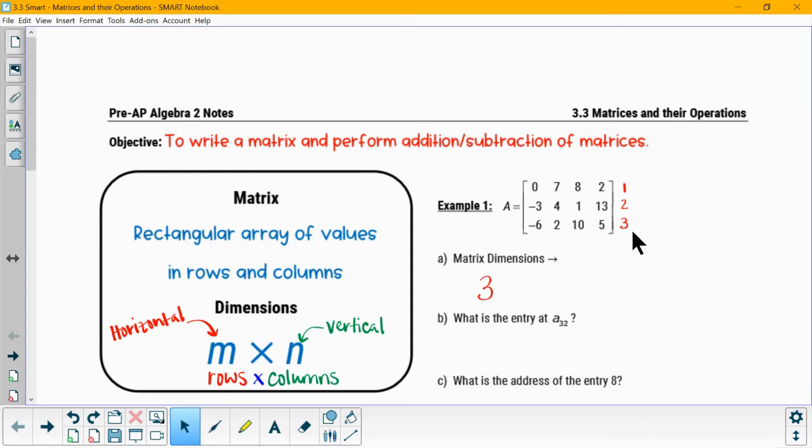Now the dimensions are the number of rows. I have 1, 2, 3. And the number of columns, I have 1, 2, 3, 4. So the dimensions of matrix A is 3 by 4.